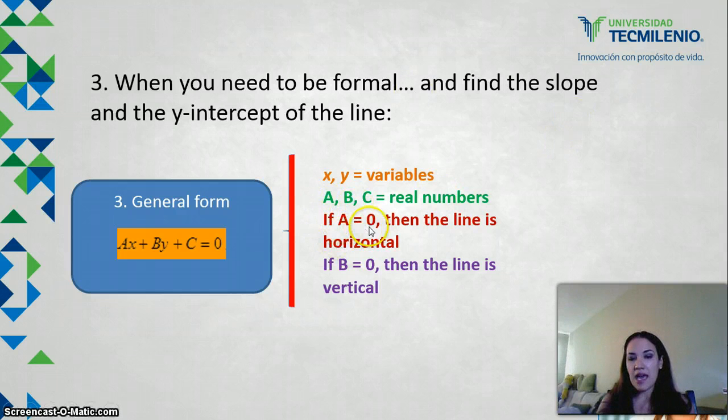If the a has a 0 value, then the line is horizontal. If the b has a 0 value, then the line is vertical, because you're going to be talking about a line parallel to one of the axes that, depending on these variables, is going to be either the y-axis or the x-axis, okay?